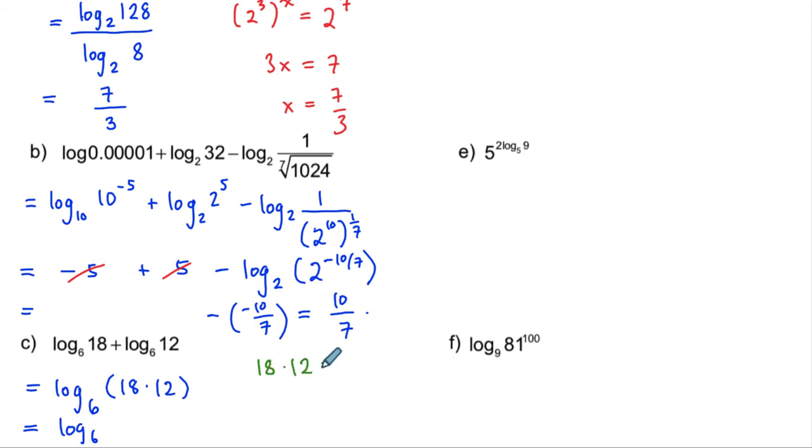18 times 12 is going to be 6 times 3, and then 12 is 2 times 6. And when we group these together, we see 6 times 6 times 6, which is 6 cubed. And so we're going to get log base 6 of 6 cubed, which is equal to 3. A lot of people didn't finish that off because you don't know your basic number facts. You need to know these things.